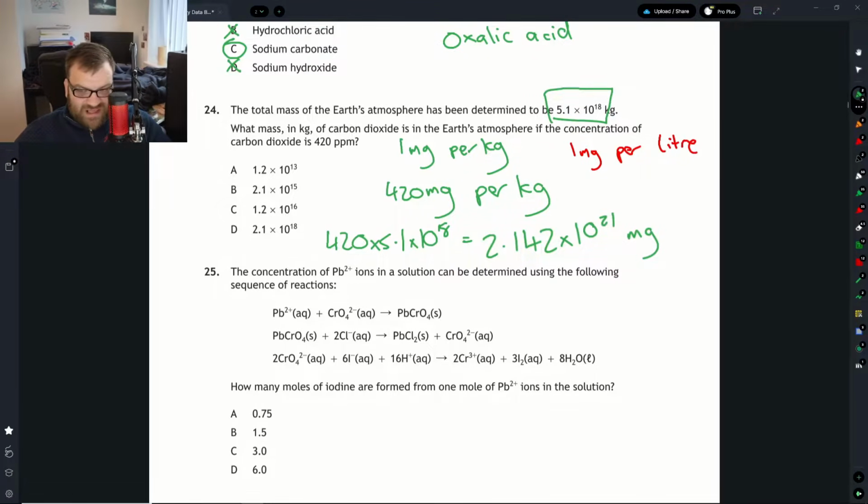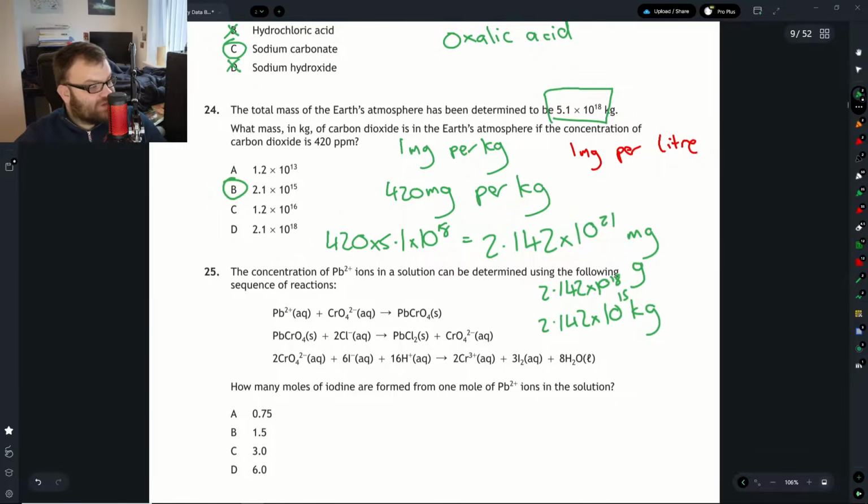If we are wanting to get that into grams, it's 1,000 times of a difference. So that would be 2.142 times 10 to the 18 grams. Then for kilograms we divide by 1,000 again. That will be times 10 to the power of 15, which matches E. So 24 would be the answer B. Just your conversions between them.